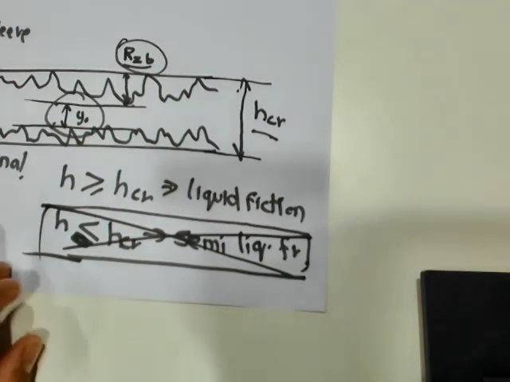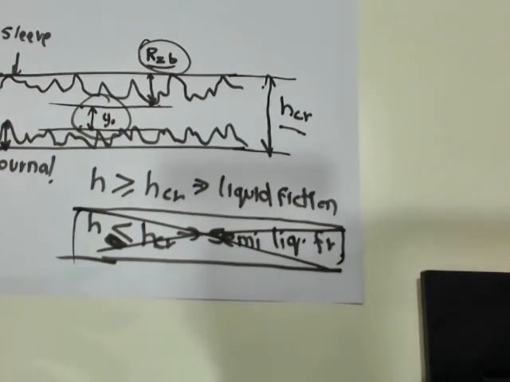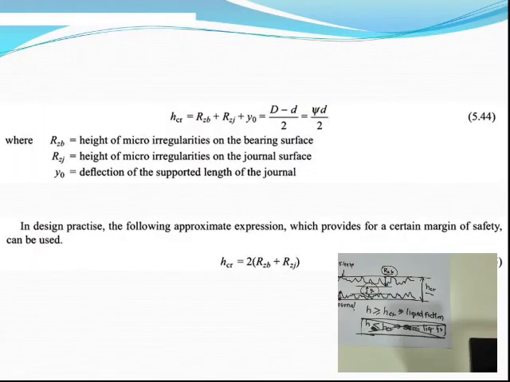it becomes very easy for the bearing to fail. Heat is generated, wear takes place, adhesive wear, abrasive wear, different modes of wear come into the picture, and the bearing fails at a very fast rate.